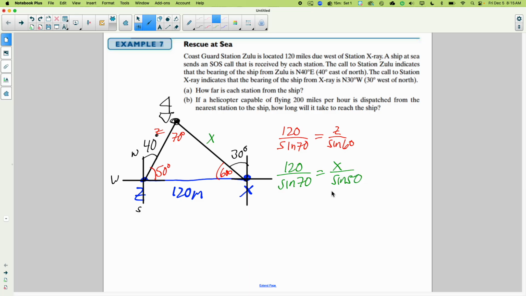We'll find the distance from Z to the ship and X-ray to the ship. And then we can decide which station is closest, which would then allow us to answer part B. So the answers for these, your Z here should be 110.59. X should be 97.82. So here's your answer to A. So obviously X-ray is closer. And the answer to B is 0.49 hours, which is about 29 minutes.